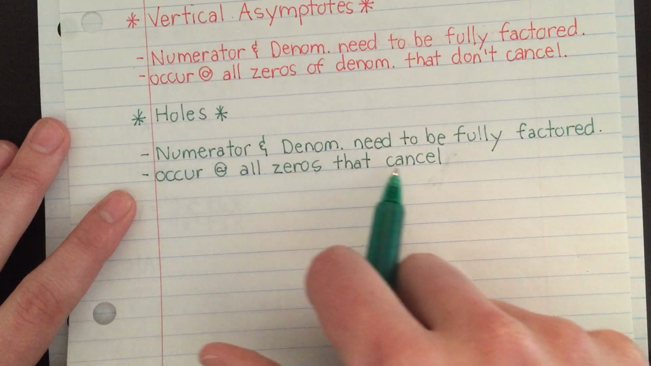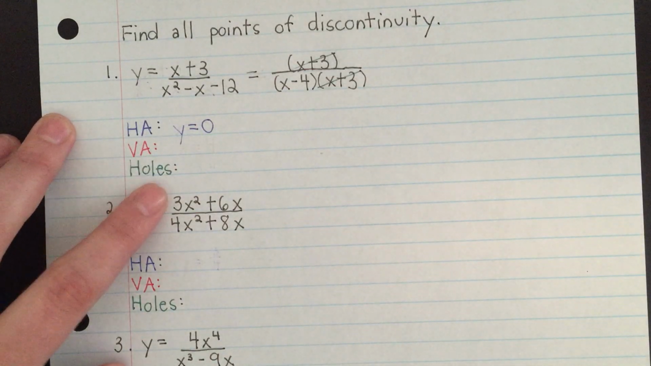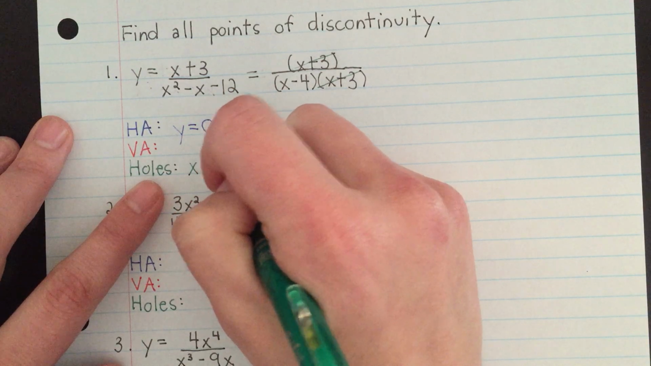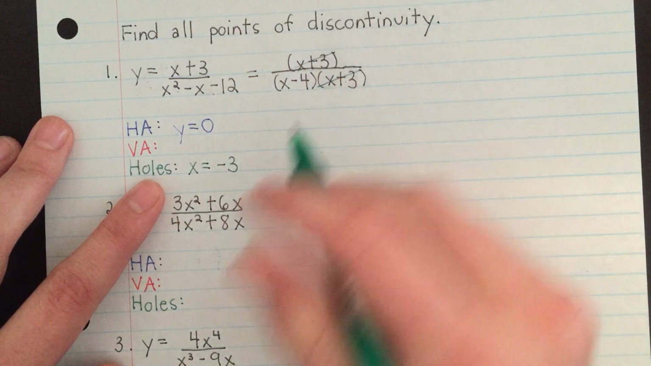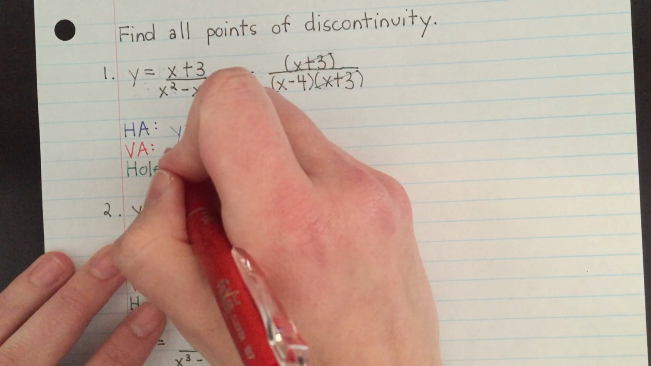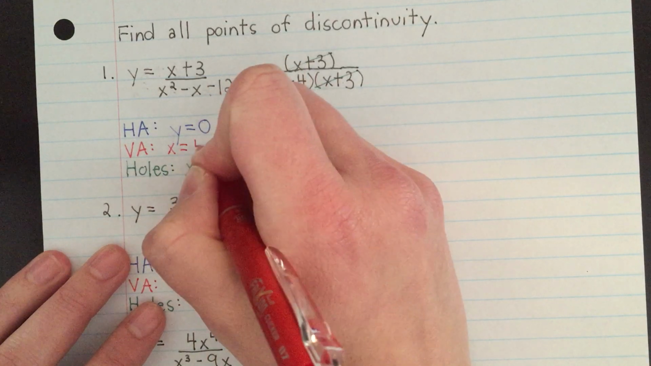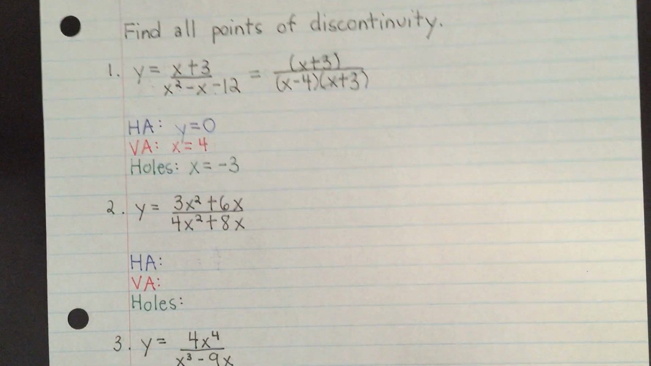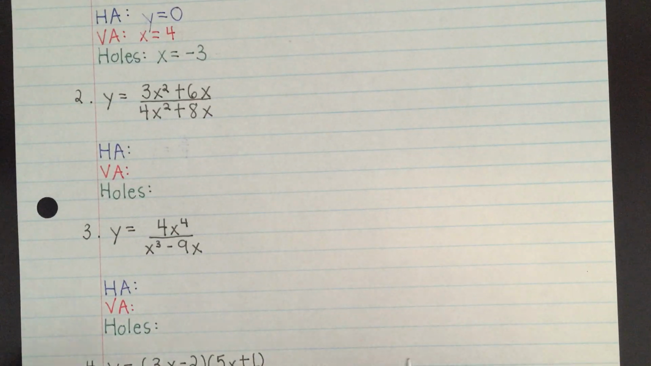Remember, holes occur at all zeros that cancel. So for my hole, I'm going to have x equals negative 3. That's my zero that cancels. And then for my vertical asymptote, the only one that didn't cancel would be x equals positive 4. So that one there. All right, let's move on to example number 2.